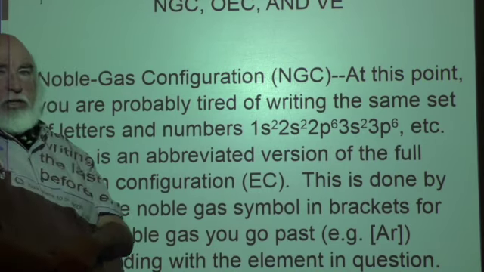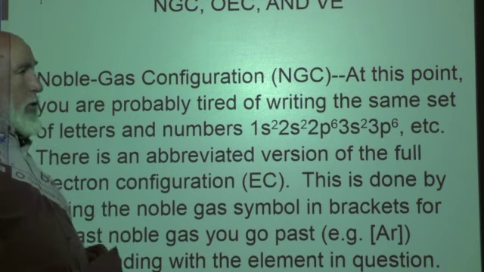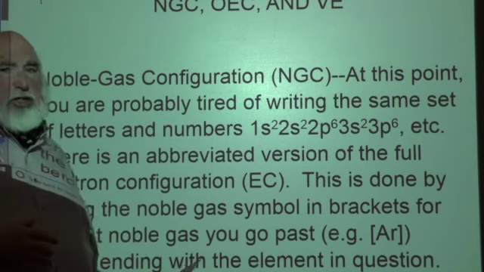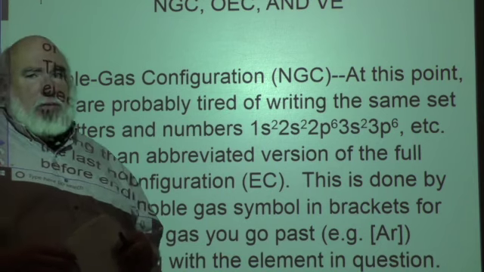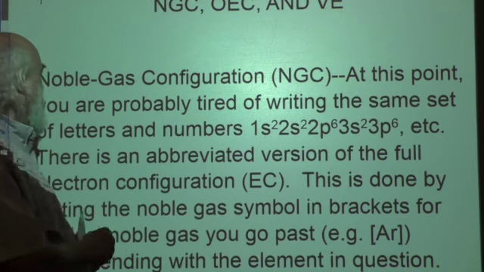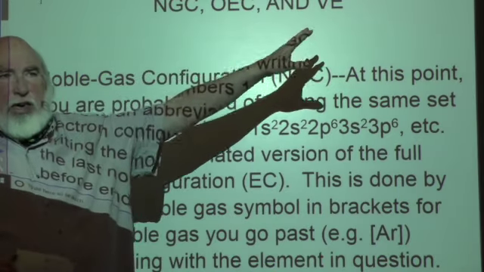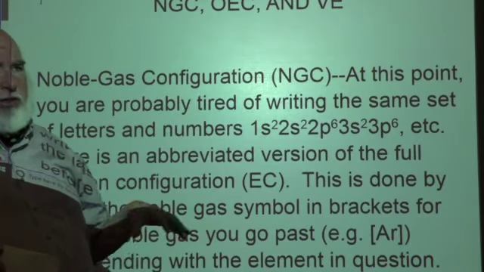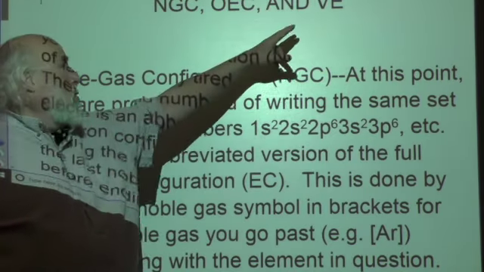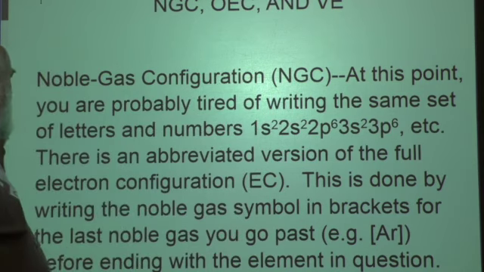Okay, this is the last lesson of the electron chapter or section that we are dealing with. At this point, we're going to come up with something that is extremely useful for the next chapter, which deals with ionic compounds, which will begin next week. The title NGC, OEC, and VE describes the three areas that are fairly easy to follow along the logic for. And like I said, the VE in particular is the one that we're going to be using next week.